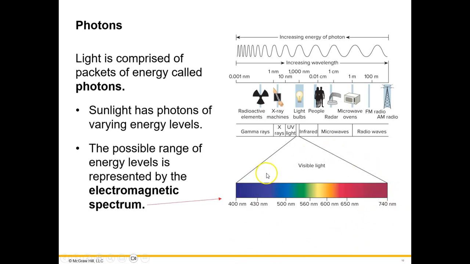This is what we use. It's called the electromagnetic spectrum. This is what we're using to represent the range of visible light. So of all of this range of photons, only between 400 nanometers and 740 nanometers are we able to actually perceive that light and actually see the photons that are showing up or being absorbed or reflected.